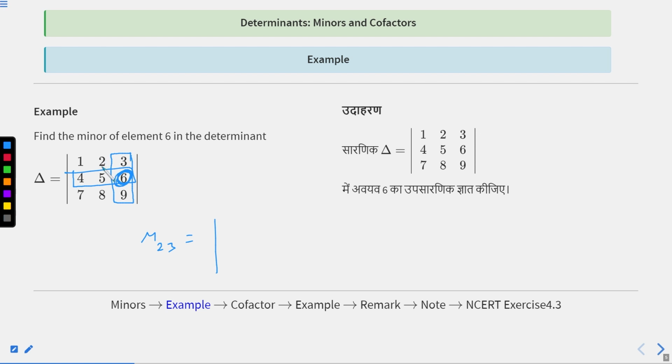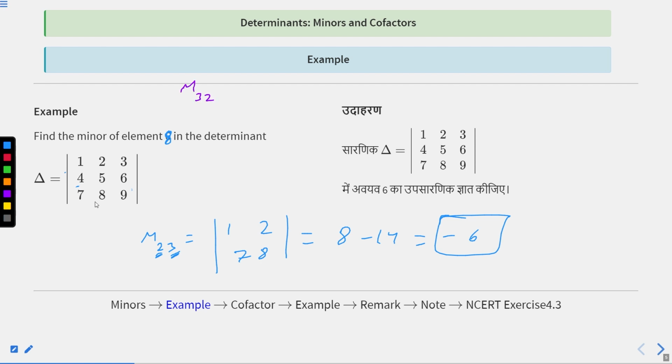This means you have to eliminate the second row and third column. As you can see, your leftover entries will be 1, 2, 7, 8. Now the determinant will be 8 minus 14, which is minus 6. So your minor for this element will be minus 6. What if the question asked about, say, 8? Then it is quite simple. What will the position of 8 be?